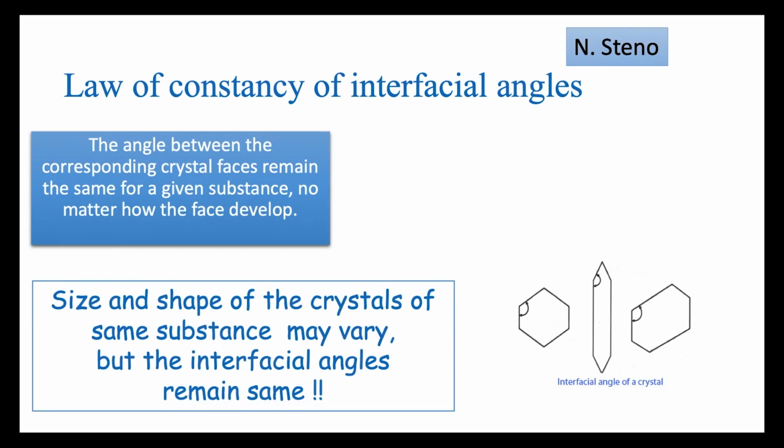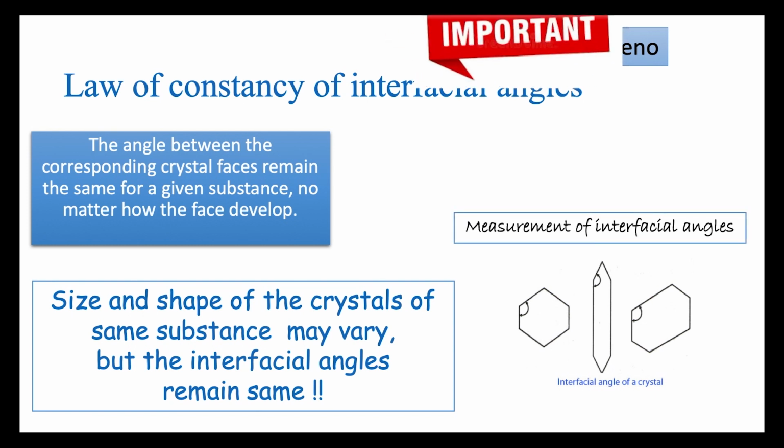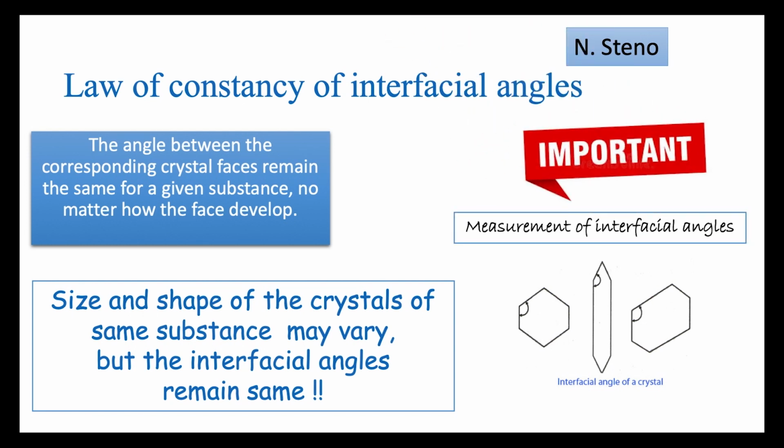So now, can you guess the importance of this law in crystallography? According to this law, interfacial angles of a crystal type will remain constant whatever be the size and shape of the crystal. So, by measuring the interfacial angles, a crystal can be identified. In fact, determining the interfacial angle is a crucial factor in determining the type of crystal.